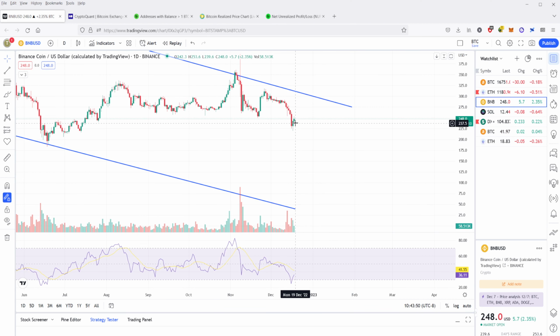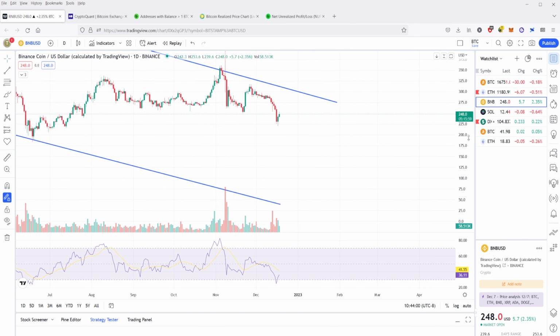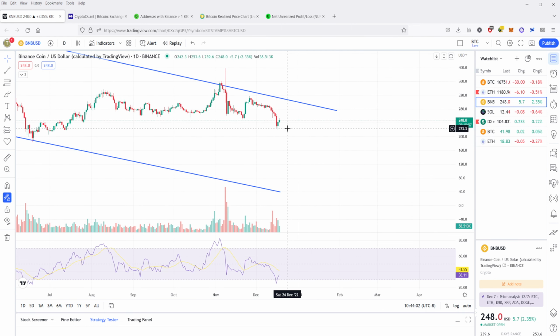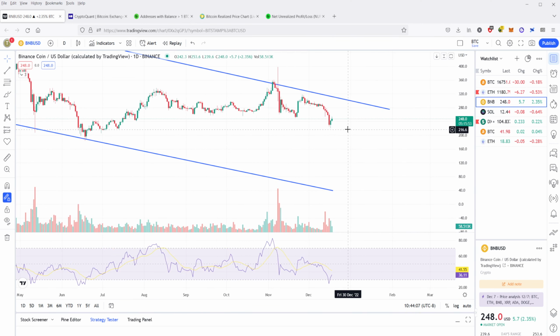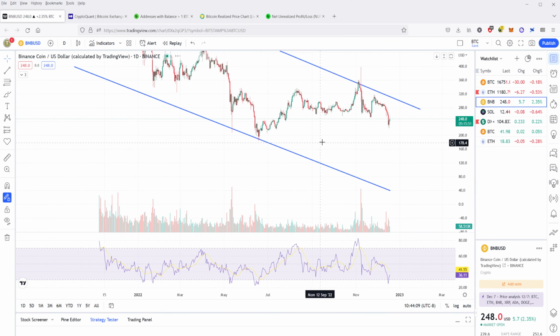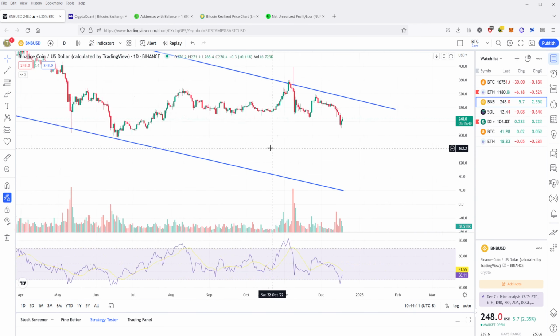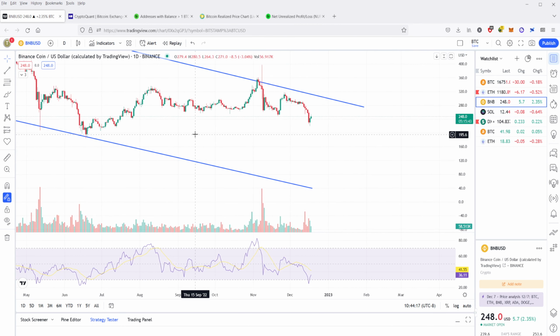And then it's come down here, and it's tried to break down, but it got stopped out here, and it has a new support level of this 219 level here. So just like with everybody else, I think that Binance Coin is probably going to come back down again in the near term, and it's going to probably retest this support level that we see here at about 200 or so.